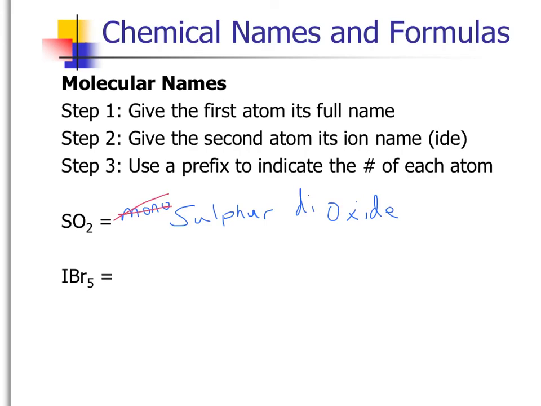Here's another example, IBr5. I, that's an iodine, and Br, that's a bromine, so I'm going to change it to bromide. I have 1 iodine, so you can put a mono in front if you want. I have 5 bromines, so I use the prefix penta. So my name is iodine pentabromide.